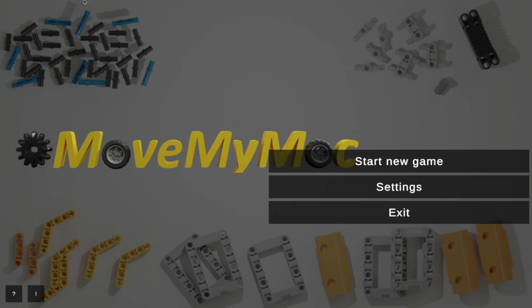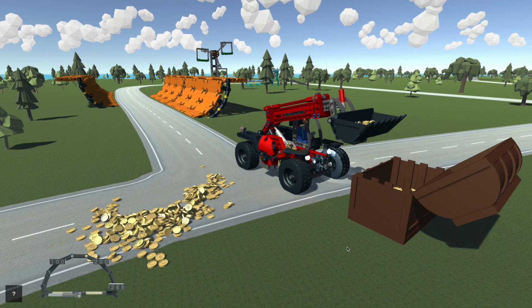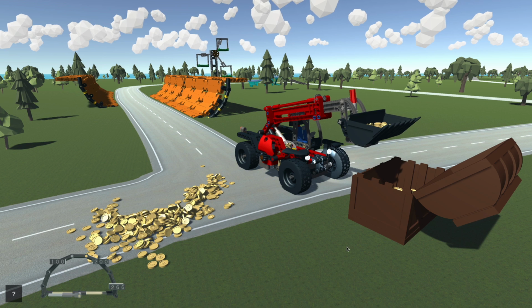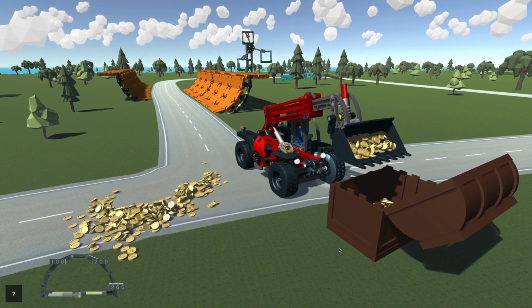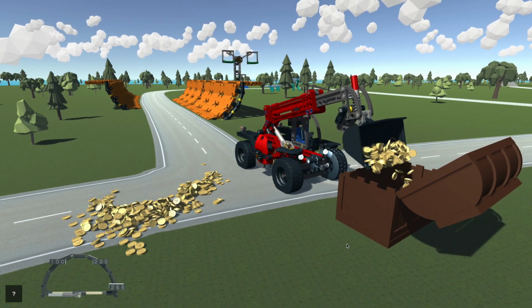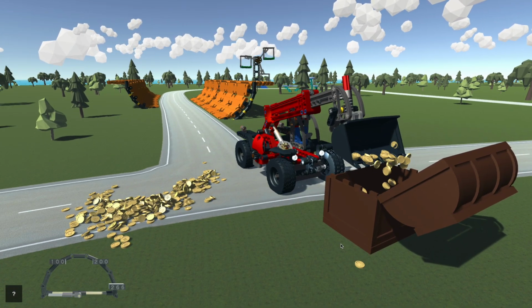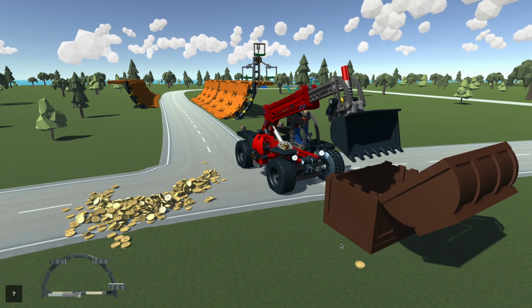In this tutorial, we'll cover the basics of LEGO model simulation in MoveMyMoc and some transformations. The main idea behind this game was to create a sandbox playground where players can play with LEGO machines in an interactive physical environment. While online multiplayer is not yet supported, the possibility of having fun with something together was more important than accurate physical simulation.